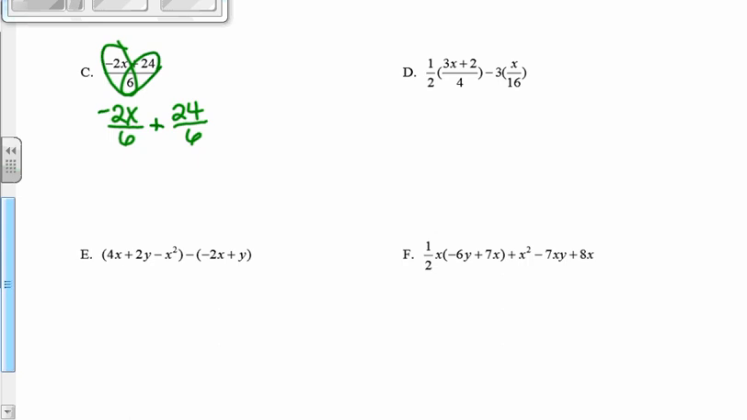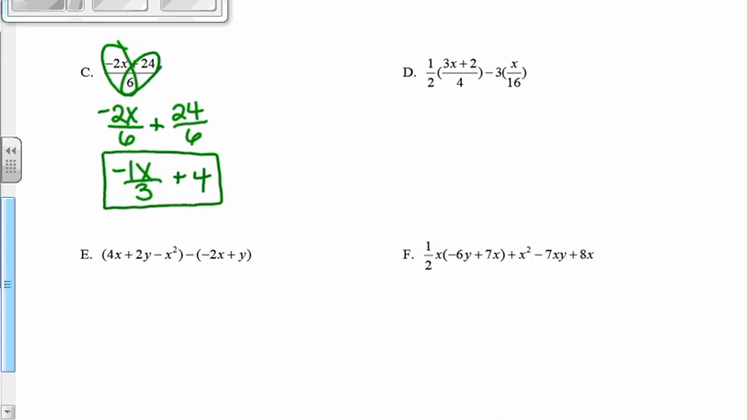So negative 2 over 6 is just negative 1x over 3. So I change the negative 2 over 6 to negative 1 over 3. And 24 over 6 is 4. And again, we can't combine this any further because our first term has an x and our second term does not.